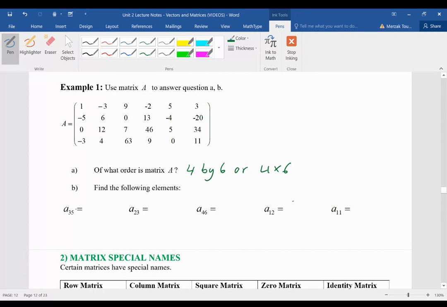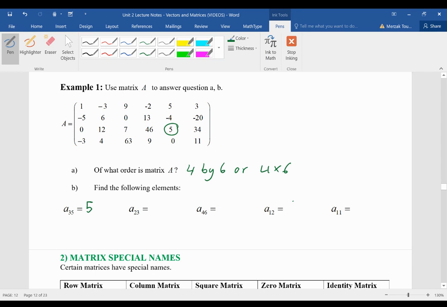So A35. That's the third row, fifth column. So 1, 2, 3. That's so far the third row. 1, 2, 3, 4, 5. Fifth column. So that must be 5.